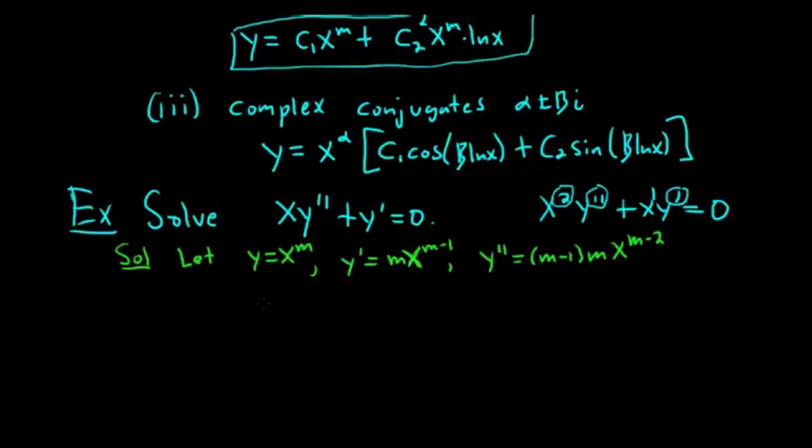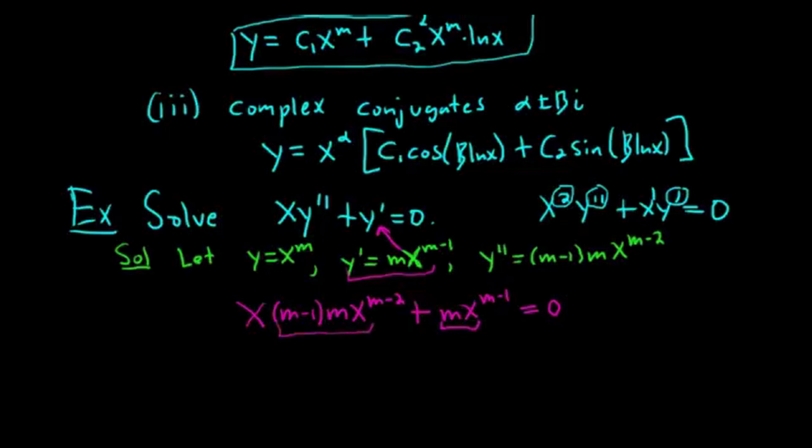All right, now all we have to do is plug everything into our DE and solve for m. So we have x, and then plugging in y double prime, that's m minus 1, m, x to the m minus 2, plus y prime, that's m x to the m minus 1, equals 0. Did that kind of fast. This is our y prime that went in there, and then this is our y double prime. We can combine these. Usually after you plug this in, there's some simplification. So you want to group together the x's next.